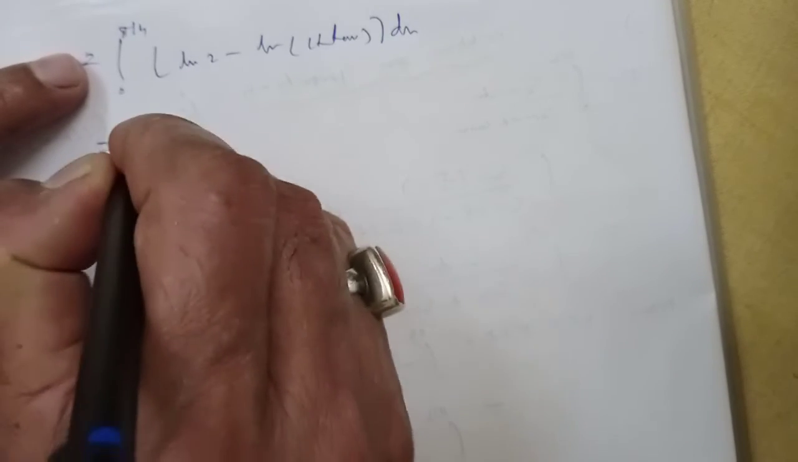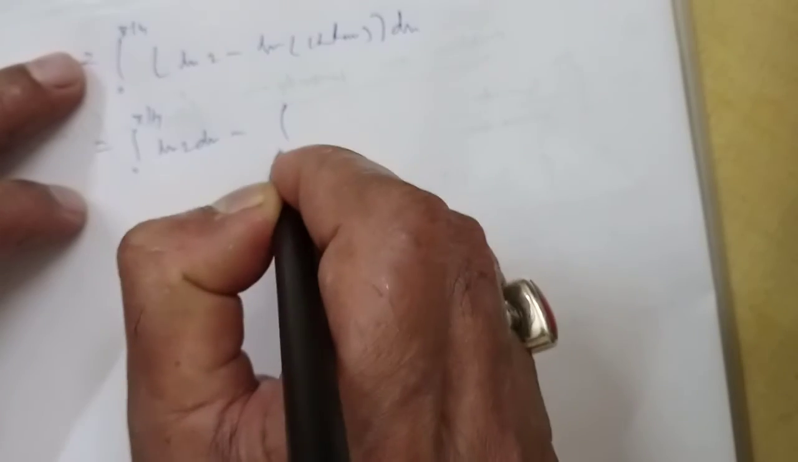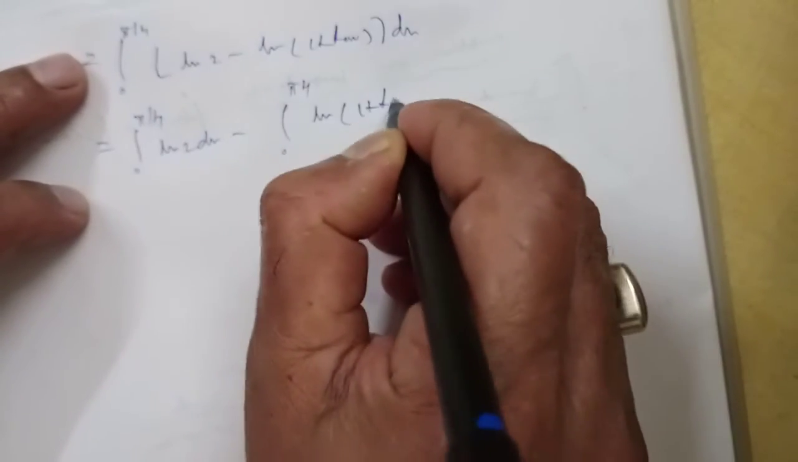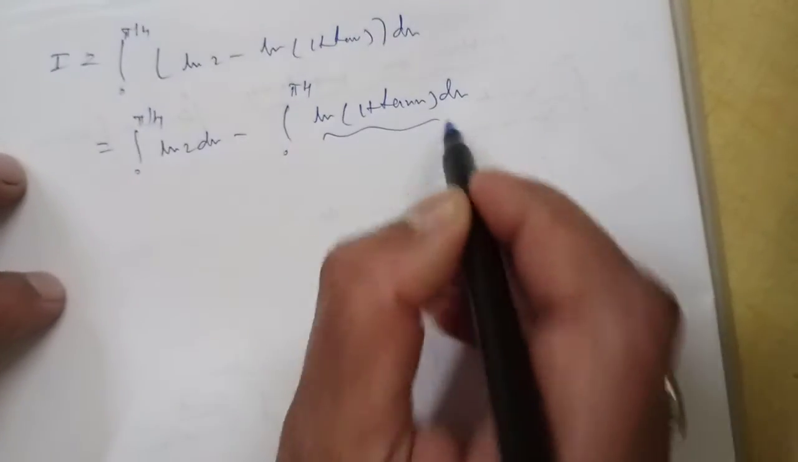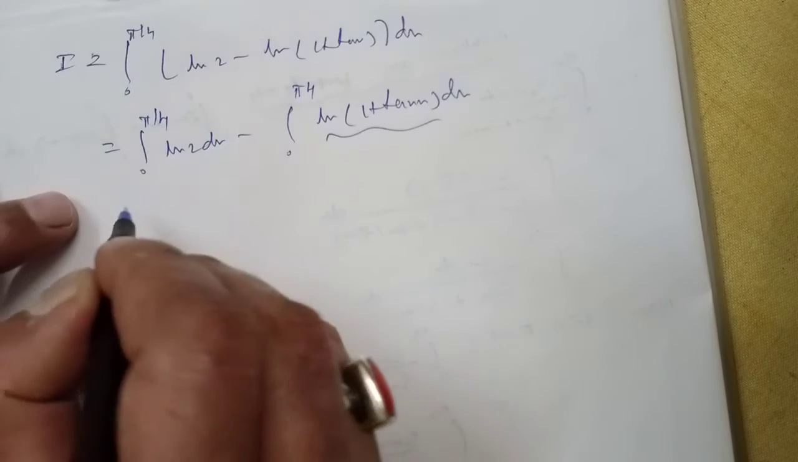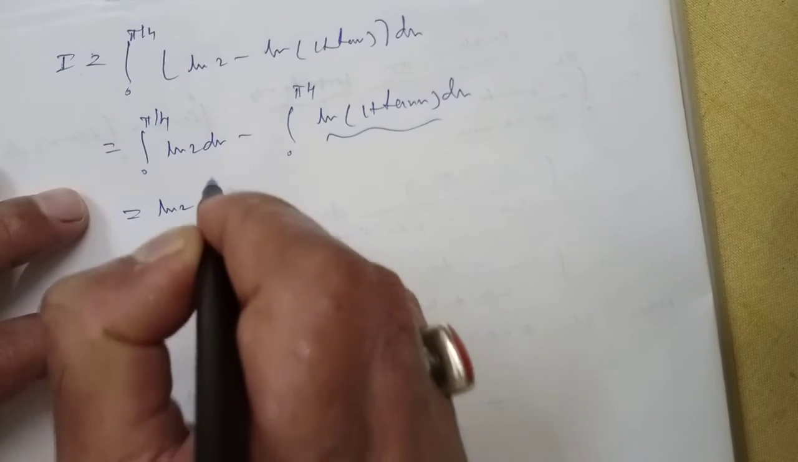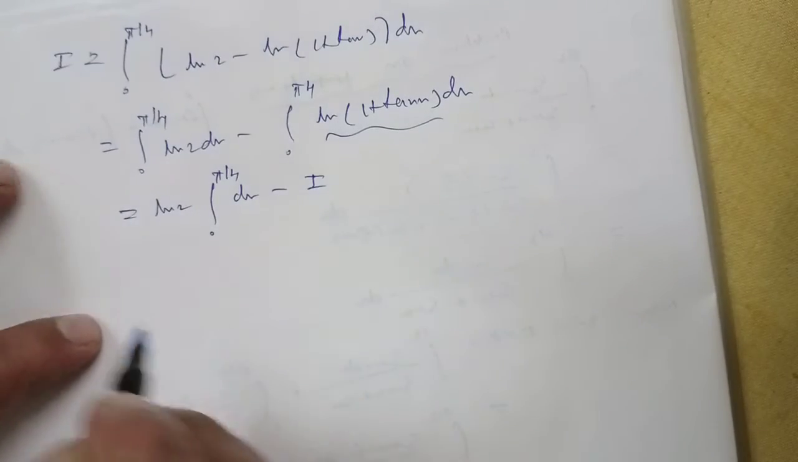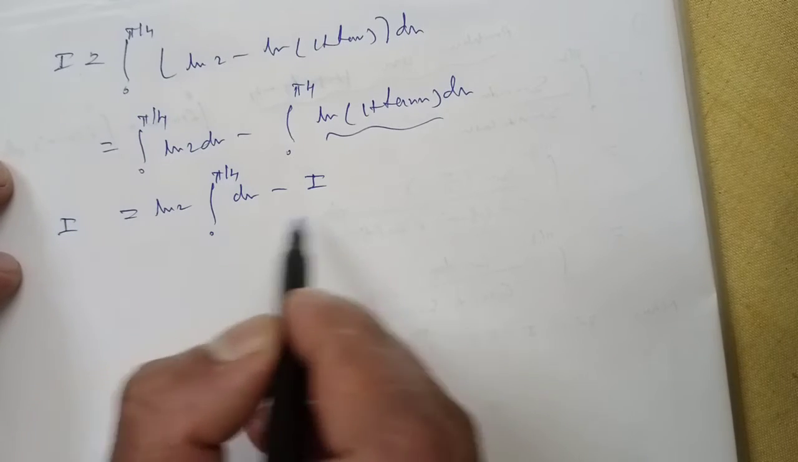That is integration 0 to pi by 4 of ln 2 dx minus integration 0 to pi by 4 of ln of (1 plus tan x) dx. This is your I, which has reappeared. Now ln 2 is a constant, so you can write ln 2 integration 0 to pi by 4 dx minus this I. So actually you get I equals ln 2 integration 0 to pi by 4 dx minus I.